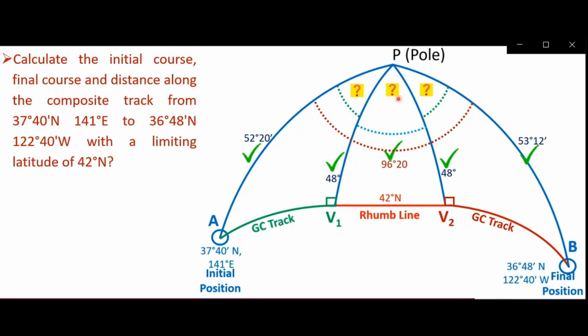So this angle can also be calculated. So all these three angles at P, we will be able to calculate. We can also calculate angle A, and this shall help us in giving the initial course when the vessel sets sailing on this GC track at A. We can also calculate angle B, and this shall help us in getting the final course of the vessel. We can get this distance A to V1, distance V1 to V2, and distance V2 to B. All these added together shall give us the total voyage distance.